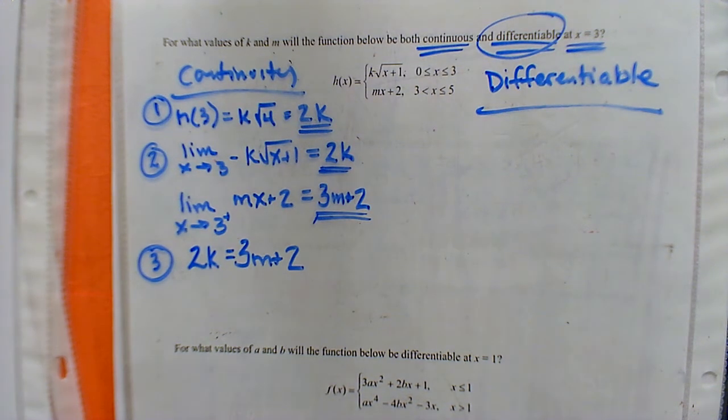All right, so to determine if it's differentiable, we have to check to make sure that the slope from the left is the same as the slope from the right. Bless you, bless you. Okay, going for 3.